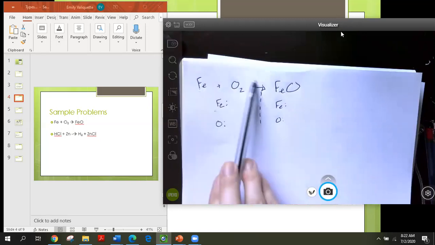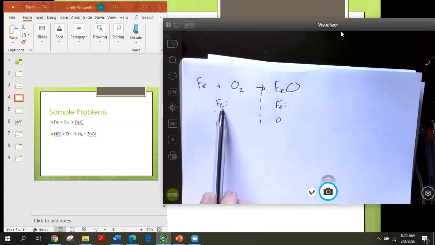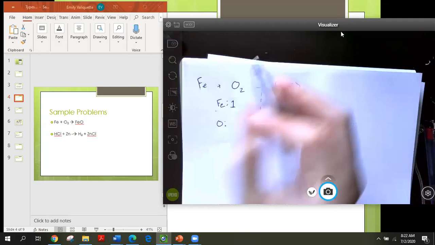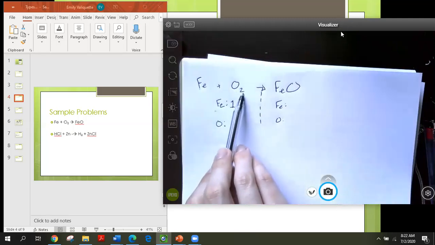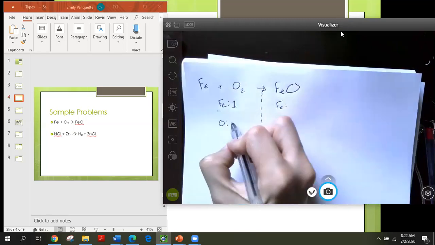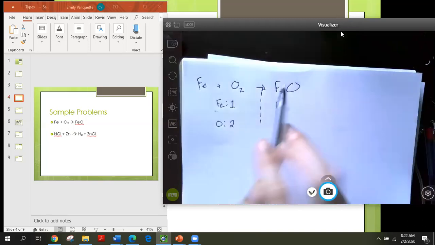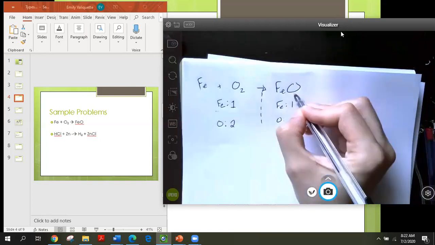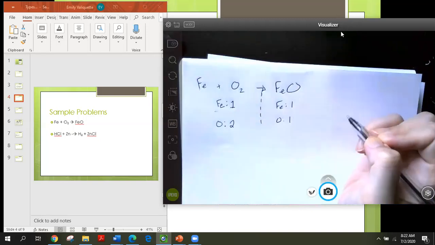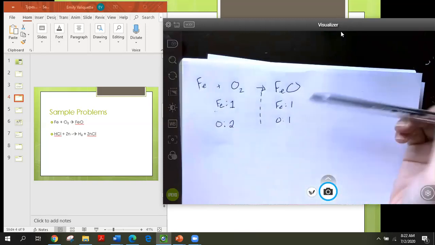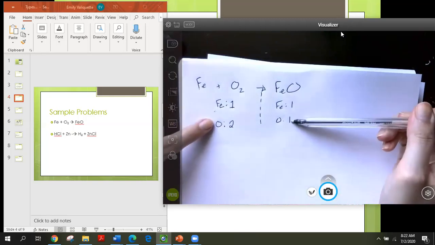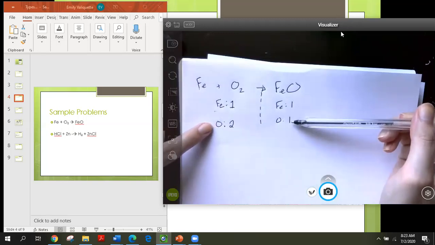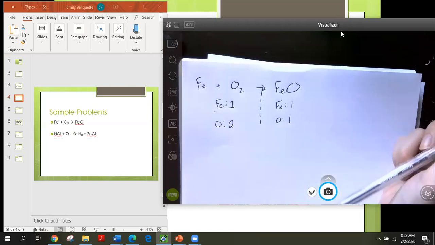Okay, so then on the reactant side, I'm just going to count the number of iron I have, and I just have this one here. And then for oxygen, I have 2, because this little 2 tells me that I have 2 oxygen atoms. And then on the other side, I have 1 iron here, and then 1 oxygen. And so all I need to do is make sure that these numbers are the same. So that my irons are good, they're balanced, but my oxygens are not. I have to balance those.